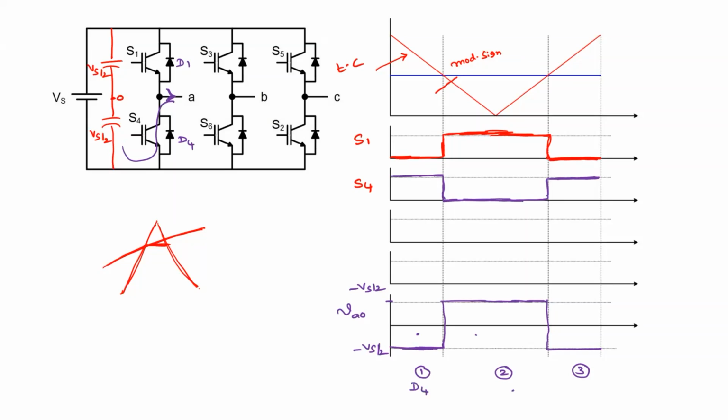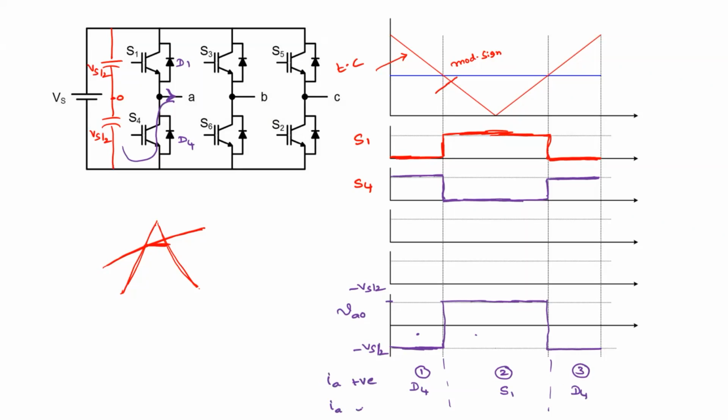So here, which device is in conduction? Current is positive, voltage is positive. S1, sir. And here, in mode 3, again D4 is in conduction, right? So this is for positive current.